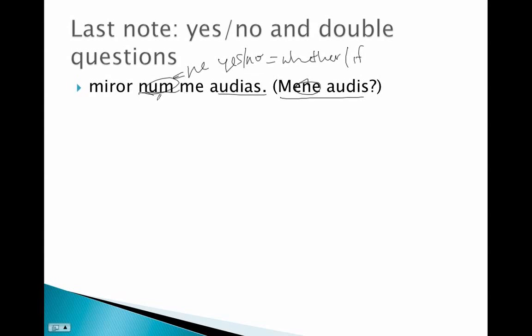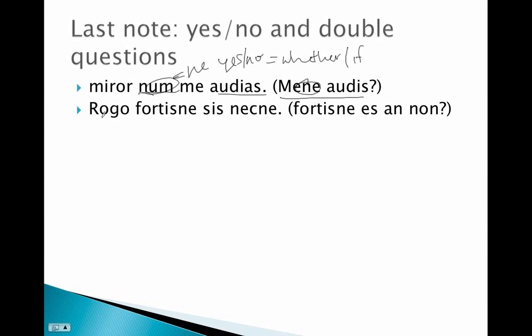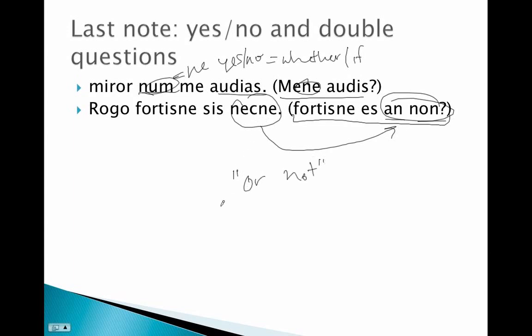Num is an option. And then the other exception is if you want to ask a double question, and that double question was a yes or no, if the original question was, are you brave or not, utrum, instead of the utrum, more commonly you'll find necne. So beware of the necne. This is 'or not'. So rogo fortis necne sis. I'm asking if you are brave or not. So the ne here introduces yes-no, necne, or not.